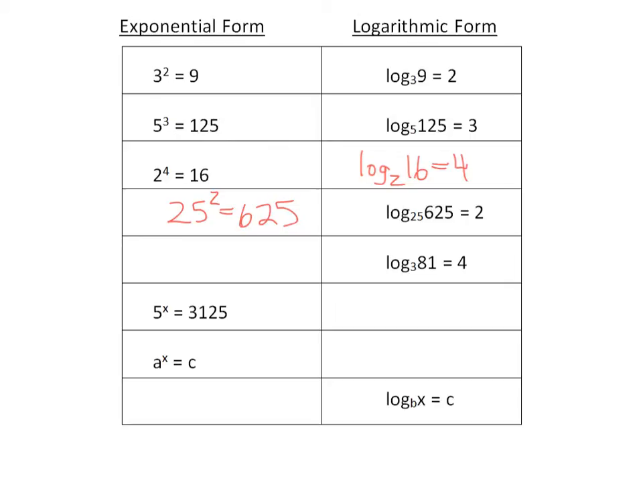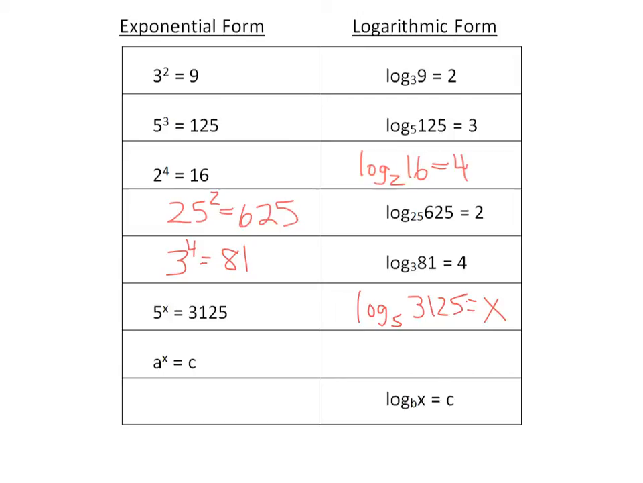Okay, hopefully you noticed this is one I was doing on the previous screen. The base is 3, the exponent is 4, and it equals 81. So 3 to the fourth power equals 81. Okay, the next one, 5 to the x power equals 3,125. So we write log. Our base is 5 of what number? 3,125 is equal to our exponent, which is x.